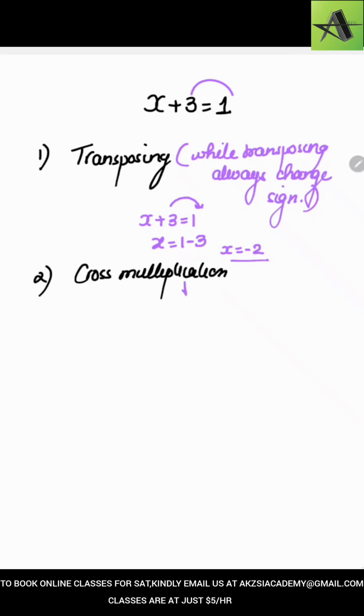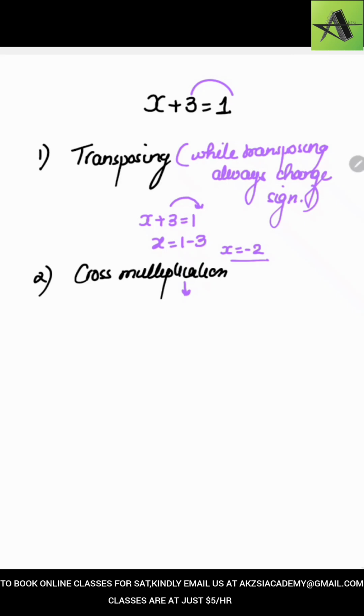The next is cross multiplication. When we are transposing anything, when a number is in addition or in subtraction with x, that means if a number is separated by a variable with a plus operator or minus operator, in that case you are doing transposing. Cross multiplication is something when a number is in multiplication or in division with x.